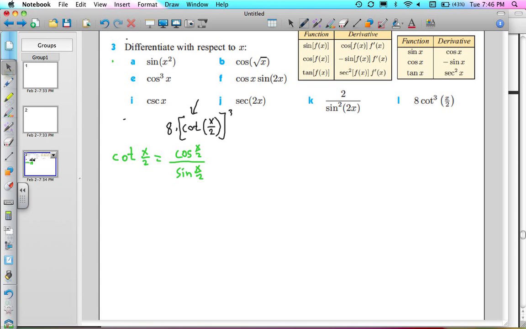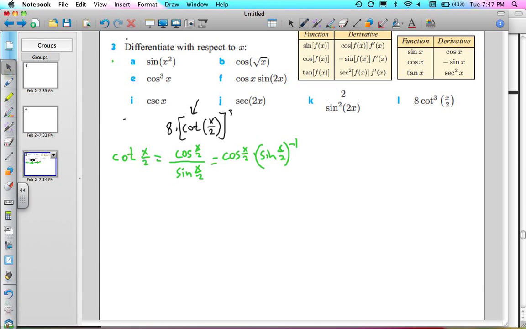From here, we could do the derivative of this by using the quotient rule. I know a lot of you don't feel good about the quotient rule because it does become quite messy. An easy tip: instead of dealing with the quotient rule, you could do the product rule. Just do cosine of x over 2 times the sine of x over 2 raised to the negative 1. And so now you could just do the product rule. It'll be a little bit easier to deal with later maybe.